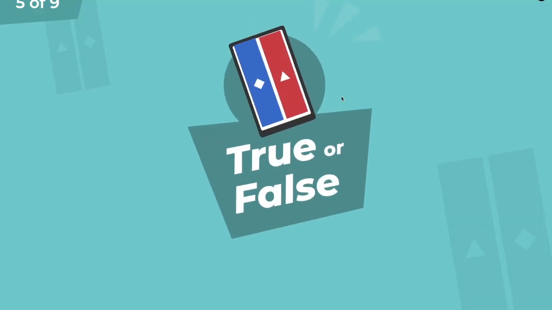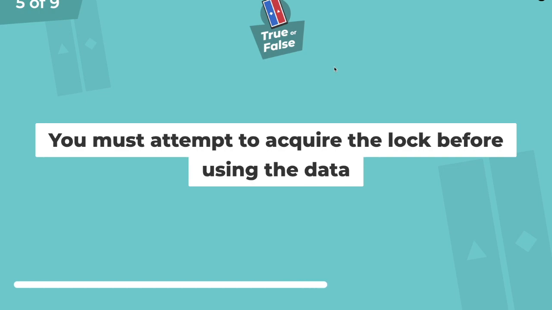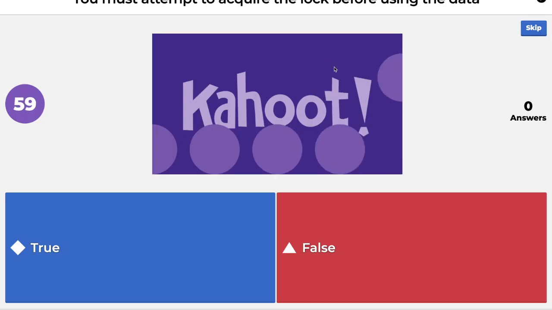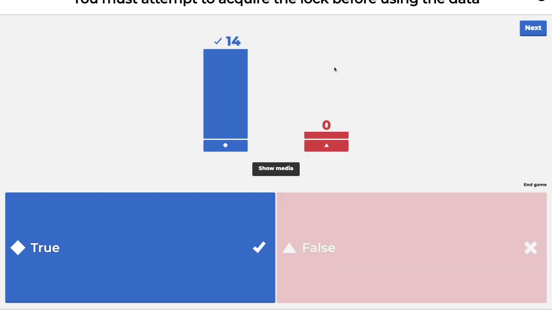All right. I think we have one more for this round. Yeah. So true or false: you must attempt to acquire the lock before using the data. All right, great. You all got this correct. So yep, this is exactly what we're talking about. You have to attempt to acquire the lock before using the data.